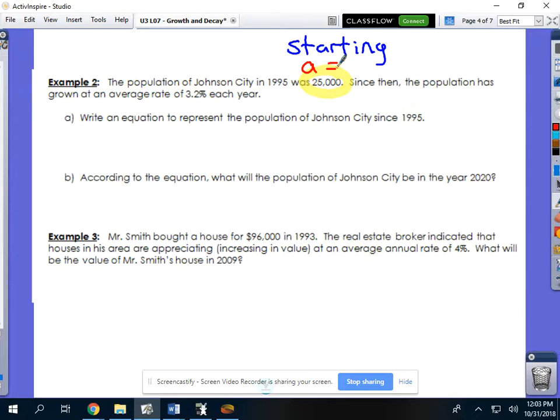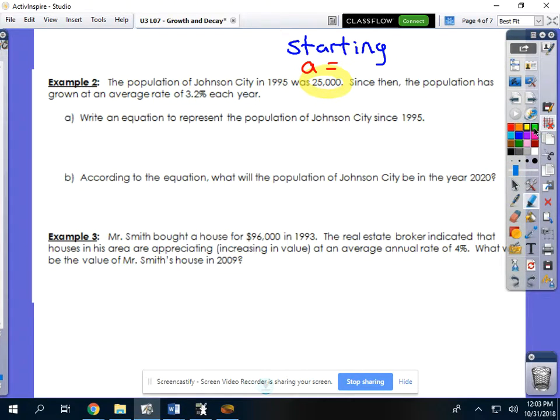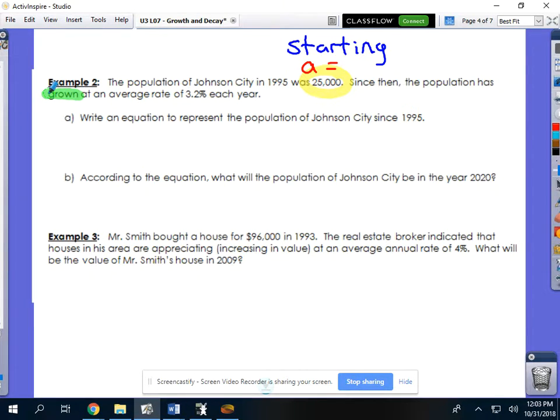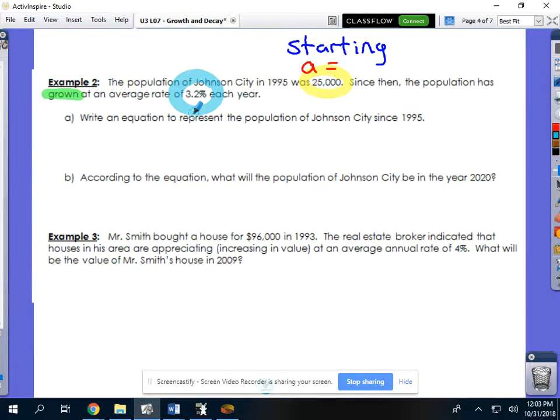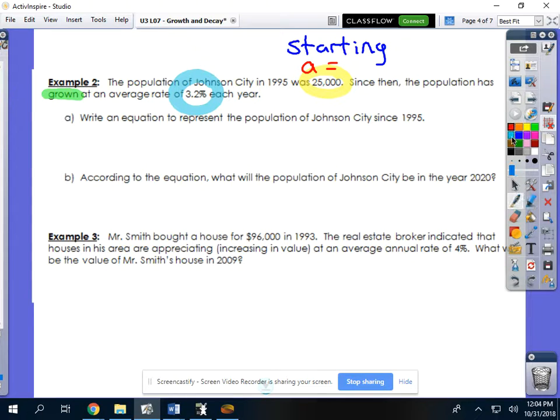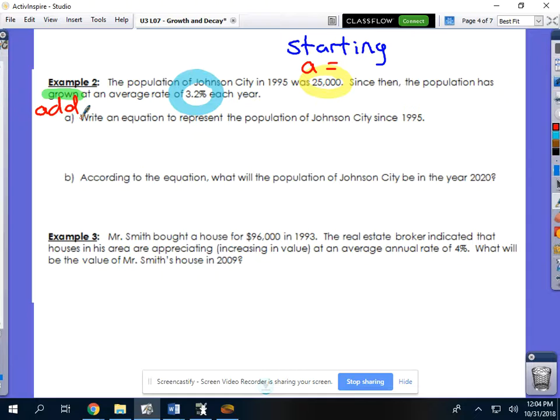Okay. It then says that the population has grown. That's telling us literally that this is growth. We're growing, right? And what rate are we growing at? We're growing at a rate of 3.2%. Okay. So we've got a couple of different things here. We know that we're going to be adding. That's our operation on the inside. Well, what are we adding? Well, now we've got our new R value. Our percentage is 3.2.